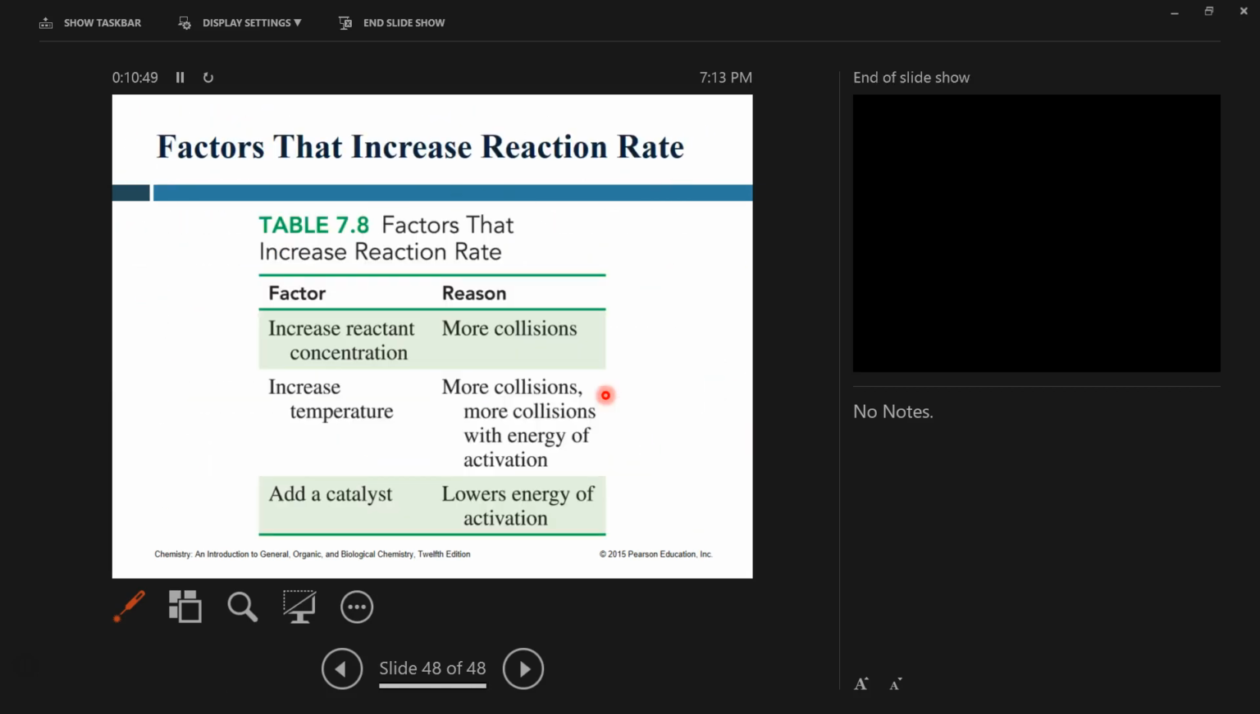So to summarize the factors that increase the reaction rate, that's concentration of reactants, because that provides more chances for molecules to collide. It's increased temperature, which increases the number of collisions and also allows more collisions to achieve the energy of activation. And when you add a catalyst, the reaction speeds up because the catalyst actually lowers the energy of activation. Does that make sense?